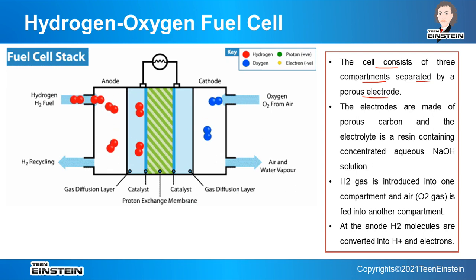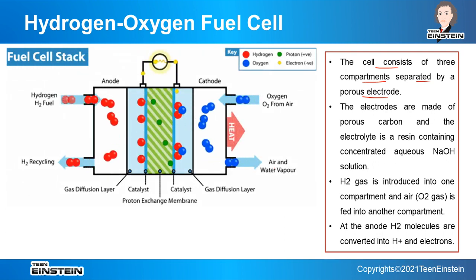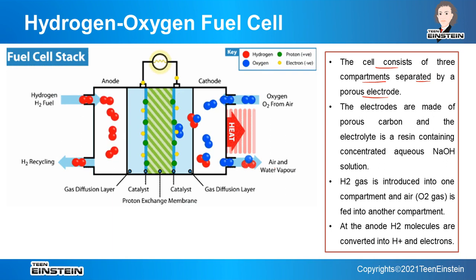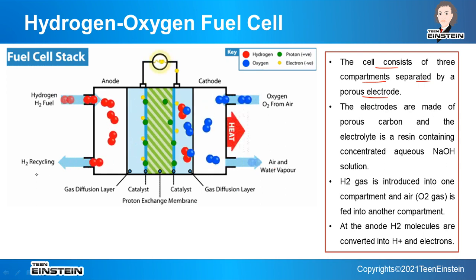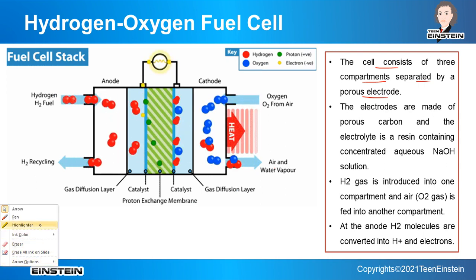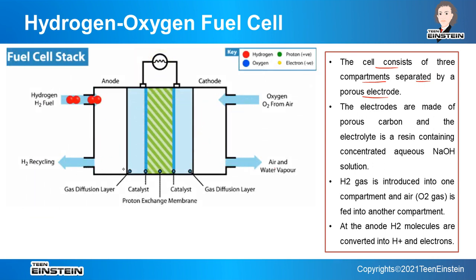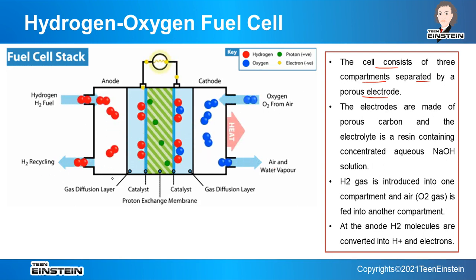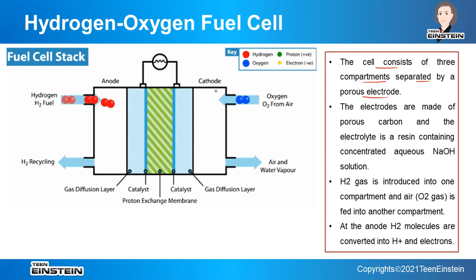So look at this picture. Here from the left hand side we are supplying hydrogen, which is the fuel, and excess H2 that is unreacted can also be recycled. So this excess hydrogen is removed from here. Now there are 3 compartments: this is one compartment, the anode compartment, then the middle compartment, and in the right hand side we have the cathode.